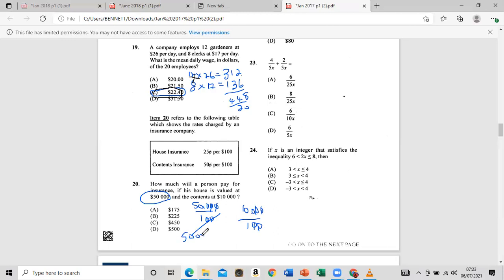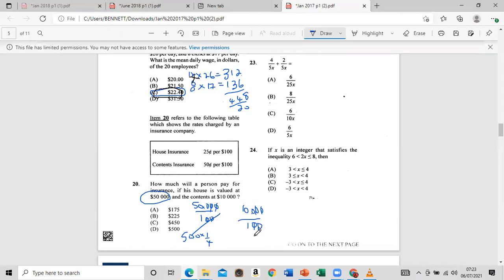I could just say a quarter. It's easier to divide by 4. This one is 50 and this one is a half, so 100 times a half, which works out to 50. And this works out to 125. So this is 175.